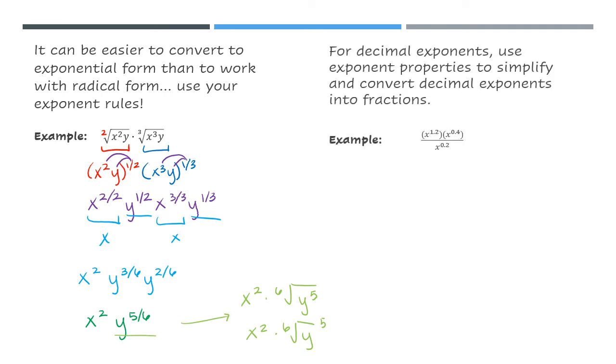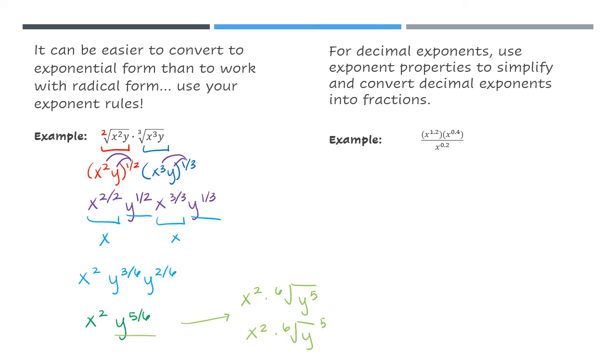So what about decimals as exponents? Technically, those are rational as well. They're just written in a different form. However, we don't generally consider decimal exponents to be fully simplified. So I do want to continue kind of working with this.